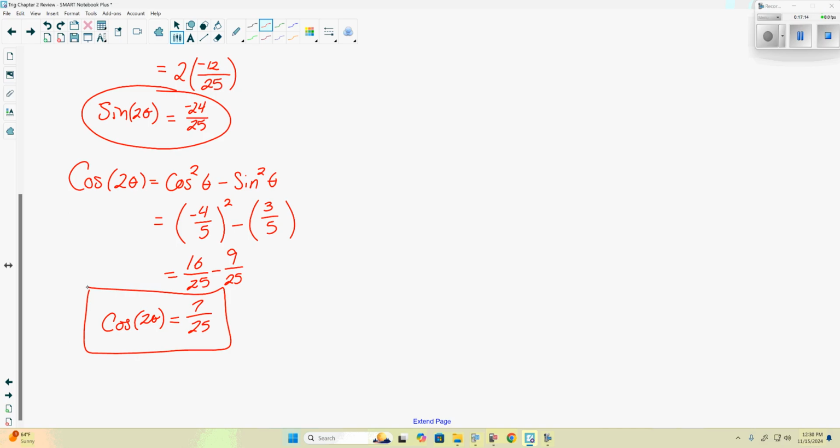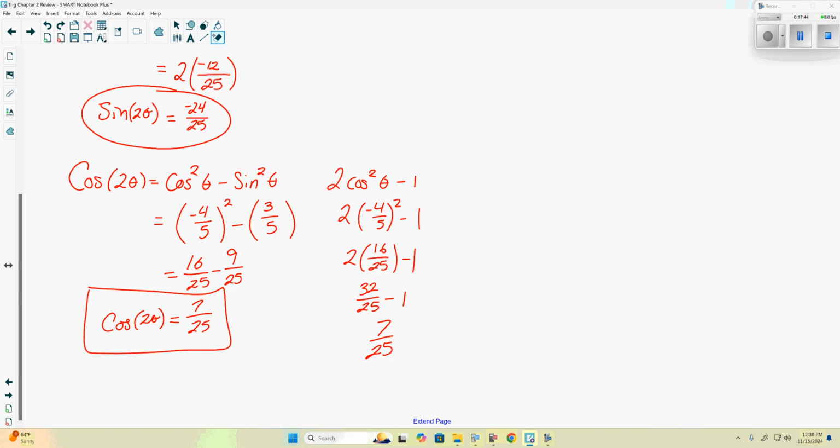Now there are other equations with cosine, because we could have said 2 cosine squared of theta minus 1, which would have been 2 times negative 4/5 squared minus 1. You don't necessarily have to write this, because it'd be 2 times 16/25 minus 1. Well, that'd be 32/25. And if we subtract 1 from it, we get the exact same answer.